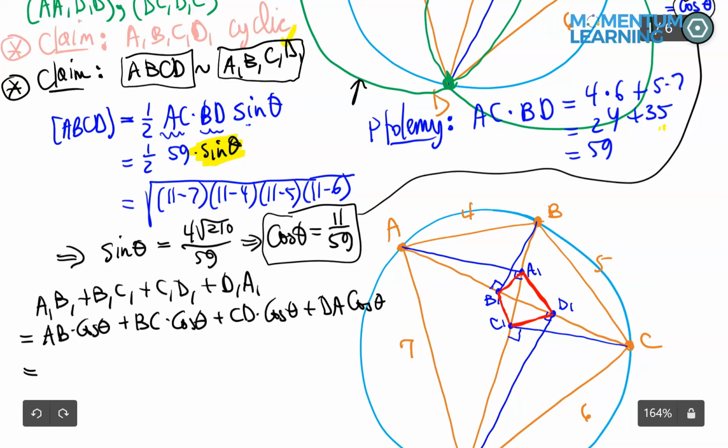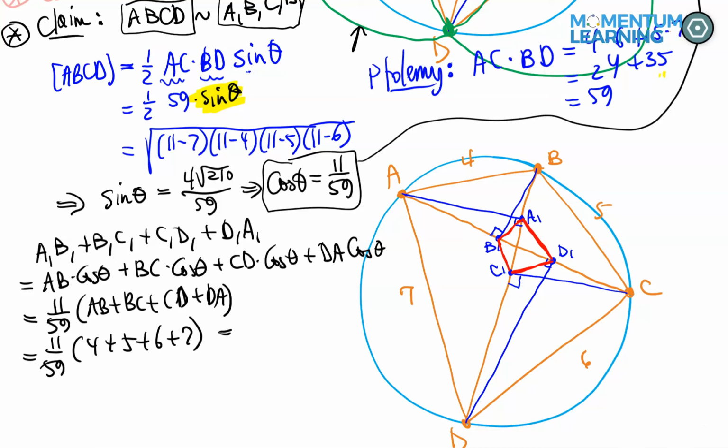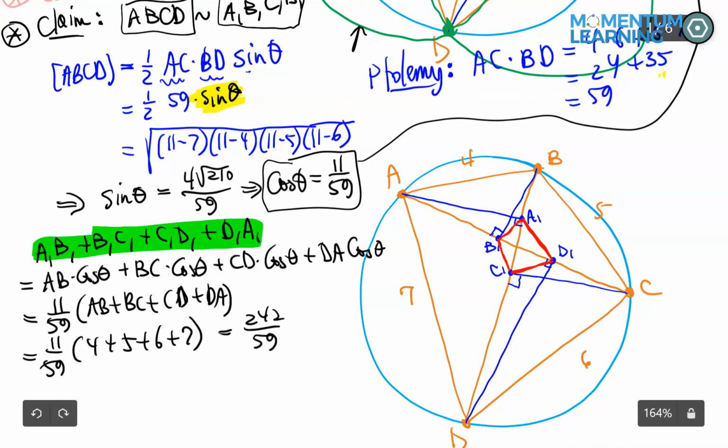We can factor out cosine of theta, plug in its value, which is 11 over 59, and then the sum of AB plus BC plus CD plus DA. But we already know those lengths, so that would give us 11 over 59, 4 plus 5 plus 6 plus 7. You add up these values, which was 22. 11 times 22 is 220 plus 22, 242, 242 divided by 59. I don't think this simplifies any further, so that's the desired perimeter of the quadrilateral created, the A1, B1, C1, D1 quadrilateral.